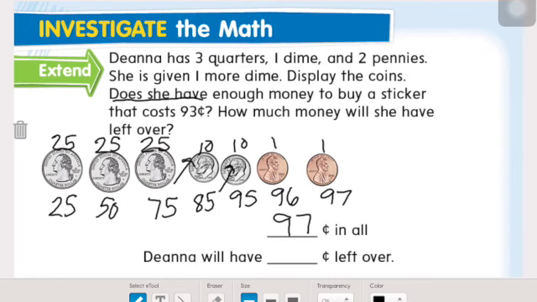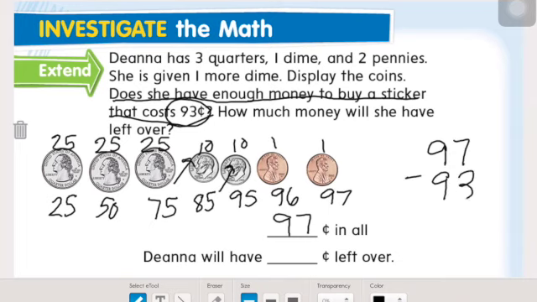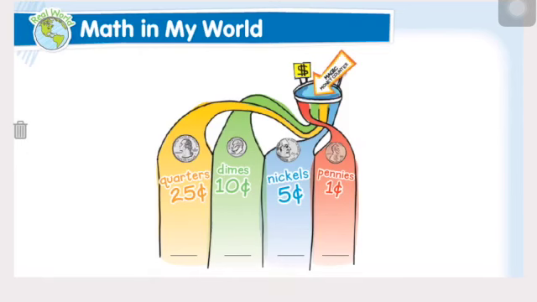It says, does she have enough money to buy a sticker that costs 93 cents? So 97 cents minus 93 cents. Does she have enough? Yes, she does. 97 is bigger than 93. So now it's time to subtract. 7 minus 3 is 4. 9 minus 9 is 0. So Deanna will have 4 cents left over.